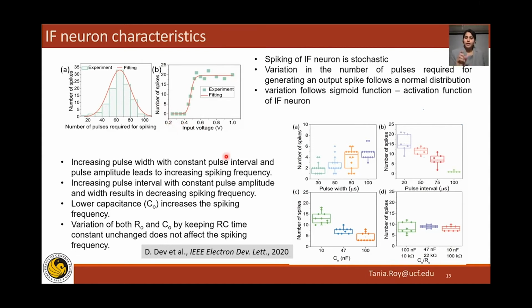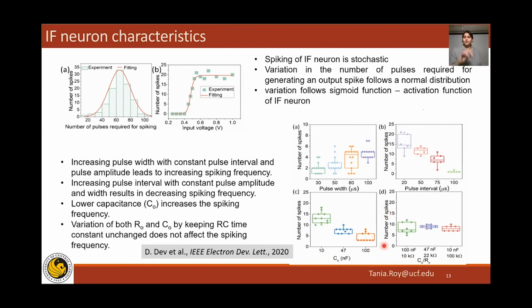And then we also see that if we change the input pulse duration, then the spiking will increase, because now wider pulses are being applied. As we are applying wider pulses, the spiking is increasing. If we increase the pulse interval, then the spiking will decrease deterministically. And then if we change the circuit parameter, so if we increase the capacitance value, then the RC time constant has increased. So the time required for integration will increase. As a result, the number of spikes will decrease.